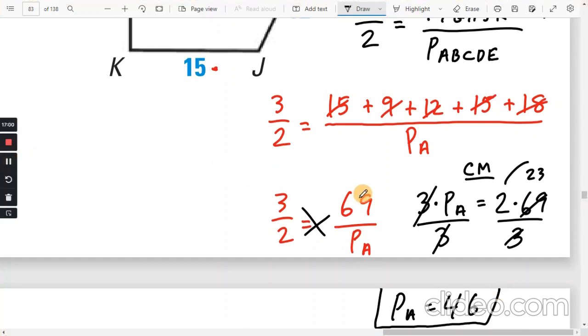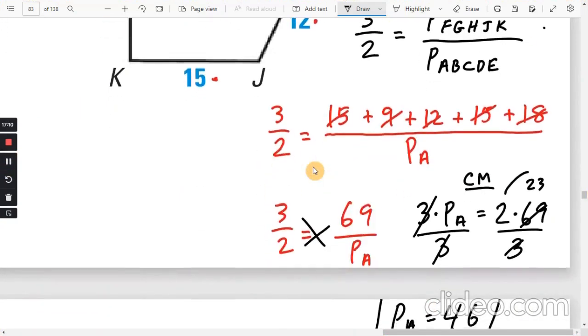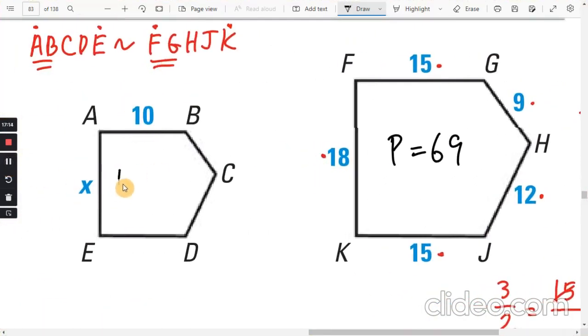So this perimeter, the bigger one, that was 69. So for this one here, the perimeter was 69. That was the easy part. And the other one, this one here, the perimeter was 46. So notice once again, we did not even need to find these missing side lengths here in order to find the perimeter.